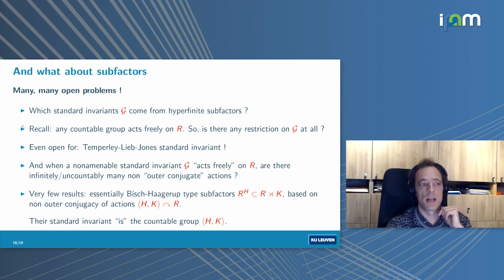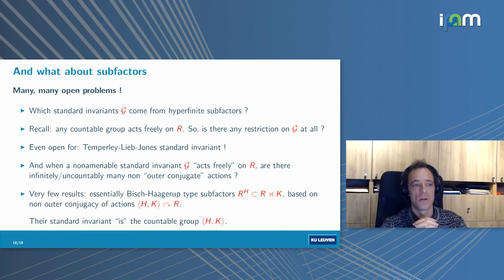And this is not an anodyne question because we have seen this Bernoulli shift. So any countable group acts freely on the hyperfinite II_1 factor. So there is no a priori obstruction for all, say, countable standard invariants to act freely on the hyperfinite II_1 factor. I mean, there is no a priori obstruction, but there is no approach either. And even for the most basic example of a non-amenable standard invariant, namely the Temperley–Lieb–Jones one, it's not clear when it can be realized on the hyperfinite II_1 factor.